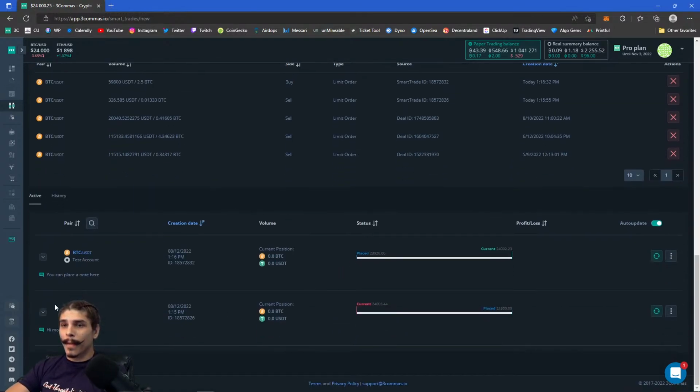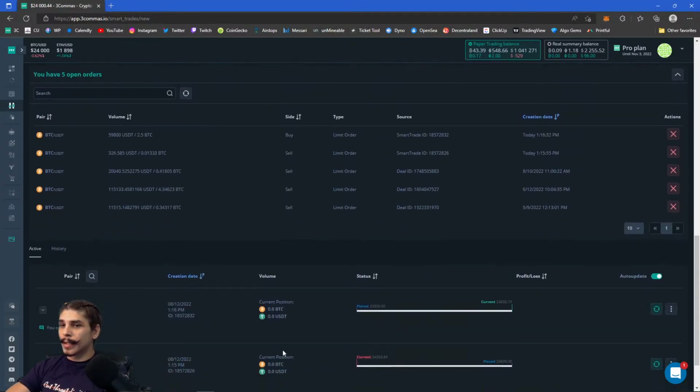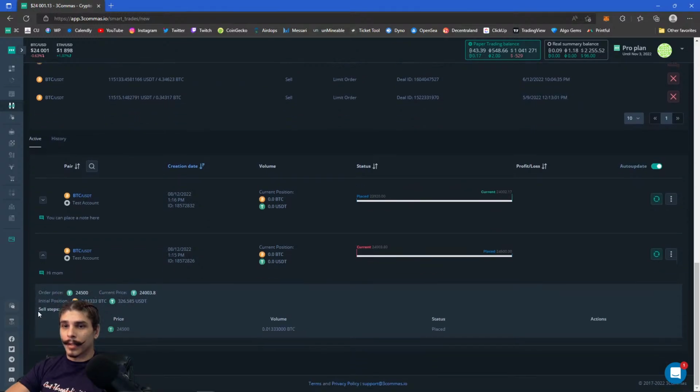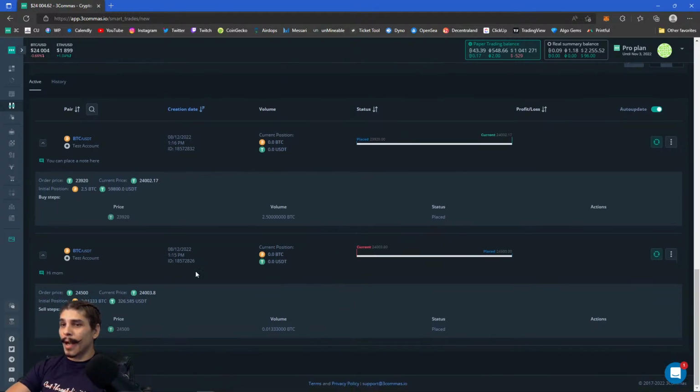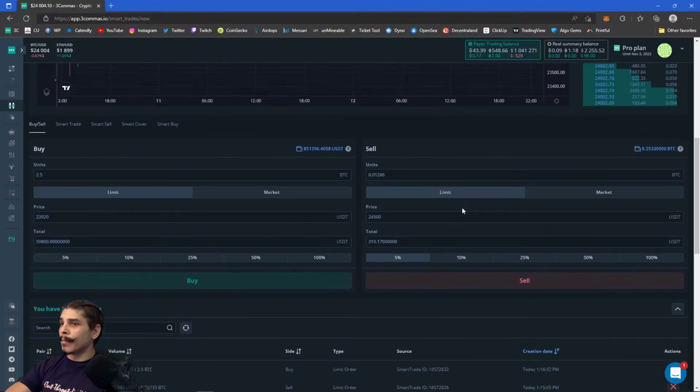Okay, so here's my sell order, and here's my buy order. This one's waiting for a limit price. Looks like I may have paid. I don't know if I actually used limit on that sell order too.